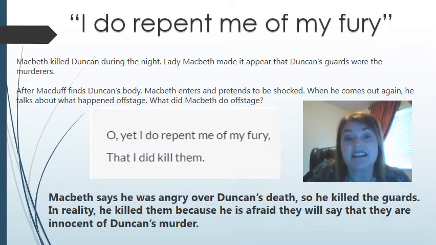Macbeth killed Duncan during the night, and Lady Macbeth made it appear that Duncan's guards were the murderer. After Macduff finds Duncan's body, Macbeth enters and pretends to be shocked. When he comes out again, he talks about what happened off stage. "Oh, yet I do repent me of my fury that I did kill them." Macbeth says he was angry over Duncan's death, so he killed the guards. In reality, he killed them because he was afraid they will say that they are innocent of Duncan's murder.